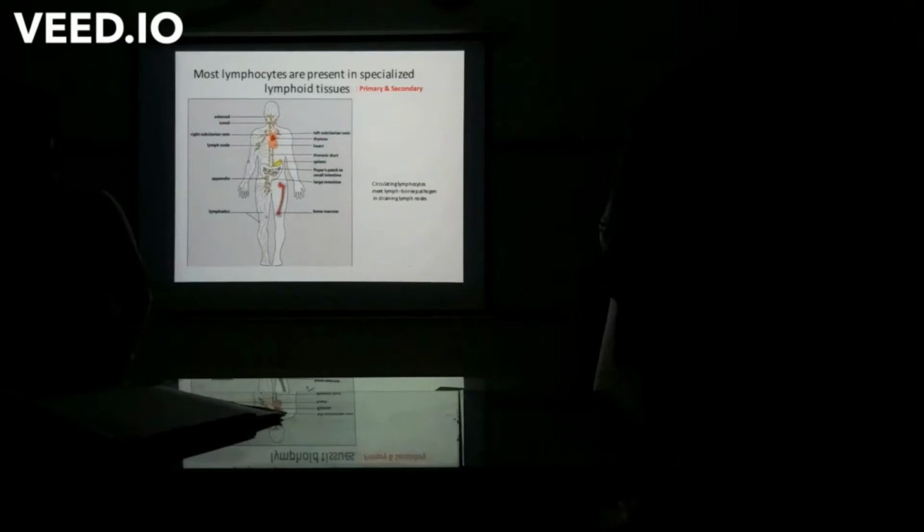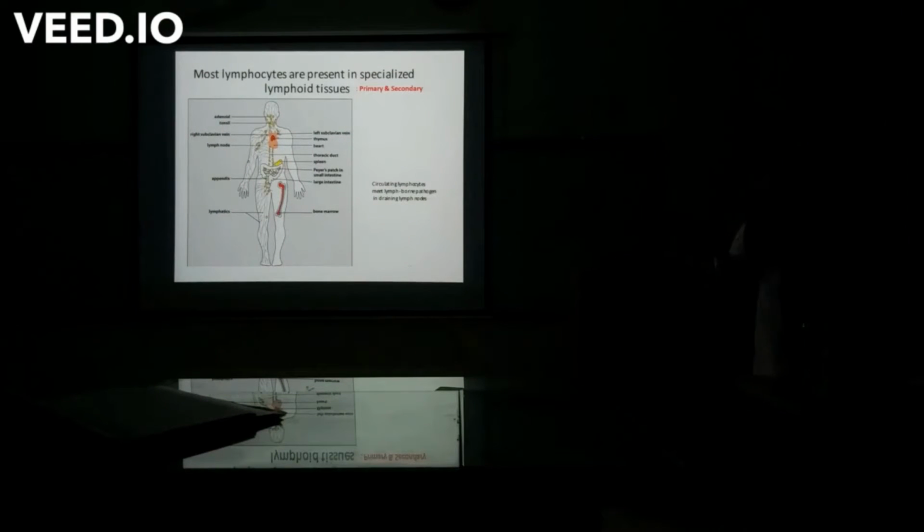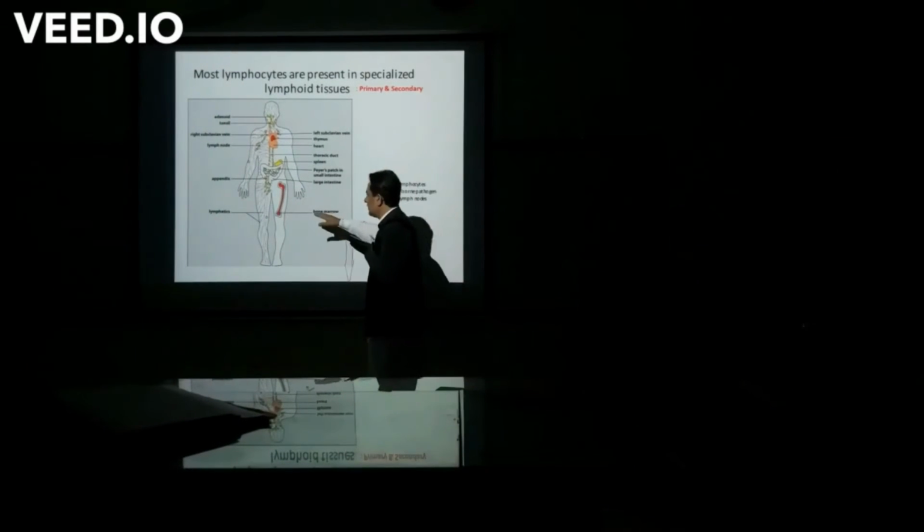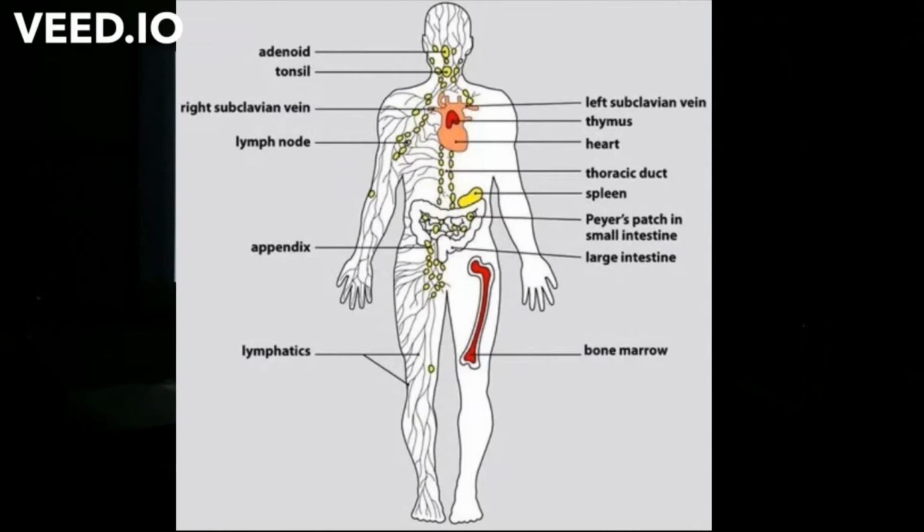We call the lymphoid tissues primary and secondary lymphoid tissues. Most of the lymphocytes would be in the secondary lymphoid tissues. What are the primary lymphoid tissues? The primary lymphoid tissue is the bone marrow. The primary lymphoid tissues are where the lymphocytes are going to originate. So they originate in the bone marrow.